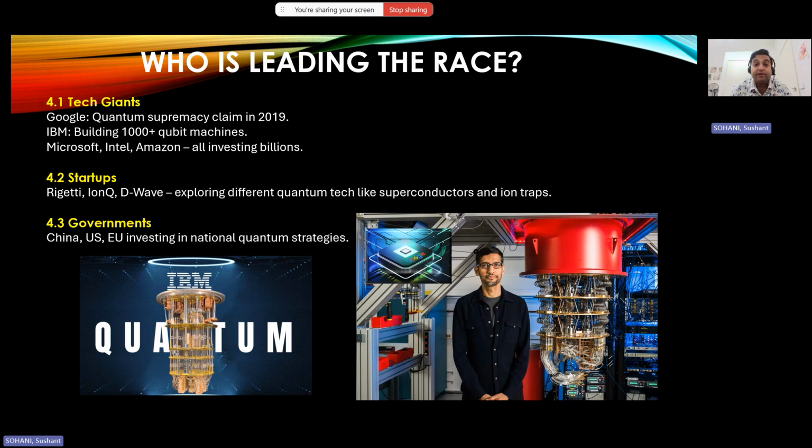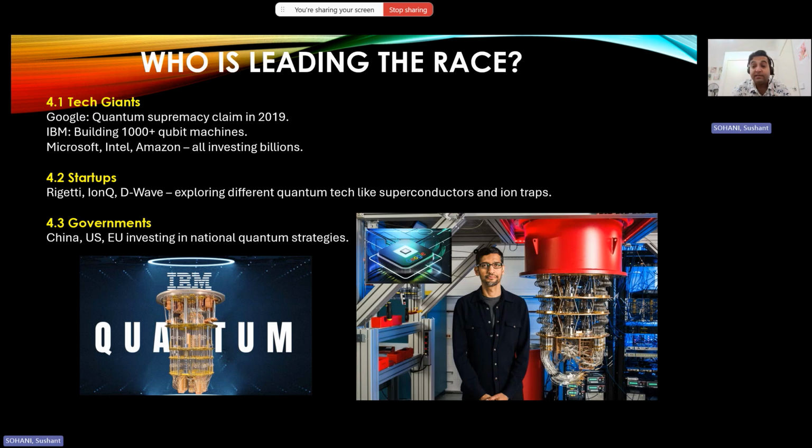So who is leading the race? Who are these tech giants? Google. You see, Mr. Sundar Pichai in the Google lab, the quantum computer. This is what the quantum computer is, multi-layered. And yeah, quantum supremacy claim in 2019.